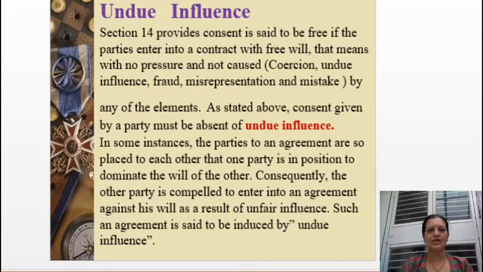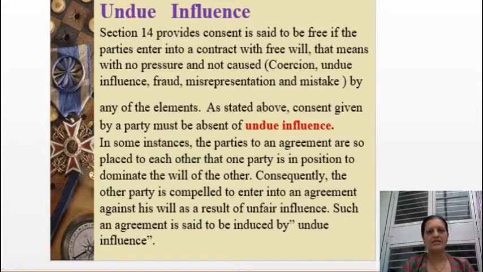So Section 14 provides consent is said to be free if the parties enter into a contract with free will. That means with no pressure and when it is not caused by coercion, undue influence, fraud, misrepresentation and mistake. So if it is not caused by any of the above elements, the consent is said to be free consent. As stated above, consent given by a party must be absent of undue influence. So earlier I have already discussed coercion. So today let us discuss undue influence.